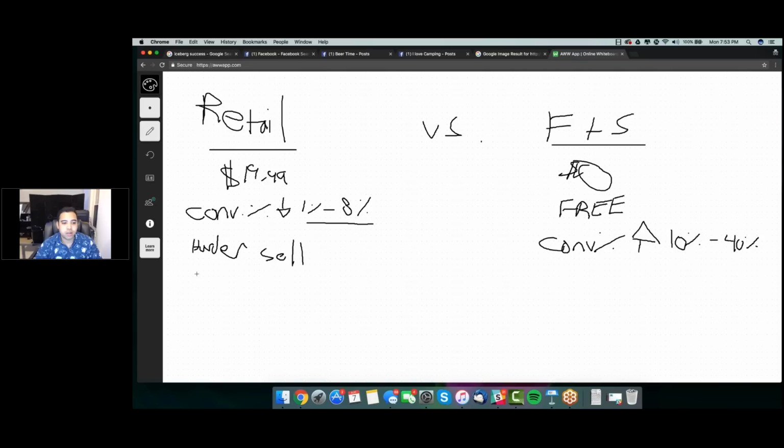And with retail, less customers. Obviously there's going to be less customers who are going to want to buy a retail product than there are who are going to want a free product. So of course this one is easier to sell.